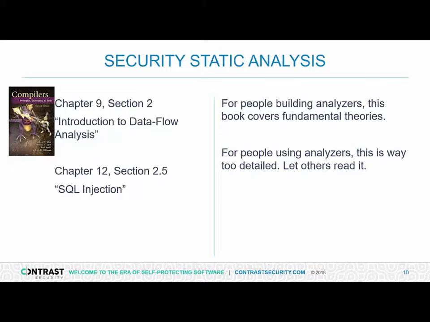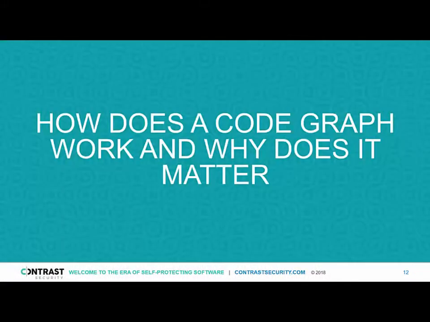So this book is very helpful if you're building an analyzer because it covers the core fundamental theories, but if you're just using an analyzer, it might be nice to know about this book, but it's not something that I'm necessarily expecting or anticipating that the majority of people will read. So with that, I want to get forward and talk a little bit about what is a code graph, how it works, and why it matters to the field of static analysis.